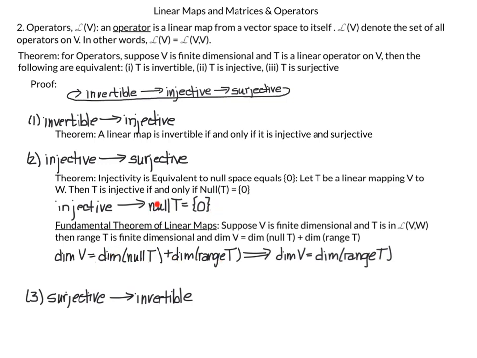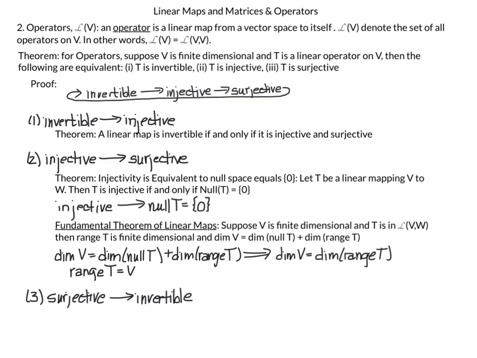Since the null of T is equal to the 0 vector, remember this is a single point, the dimension of the 0 vector is equal to 0. So we have the dimension of V is equal to dimension of range. Since their dimensions are equal, remember we have that theorem, that means one space is just an isomorphism of the other. In other words, the range of T is equal to V, which implies that this operator is surjective.